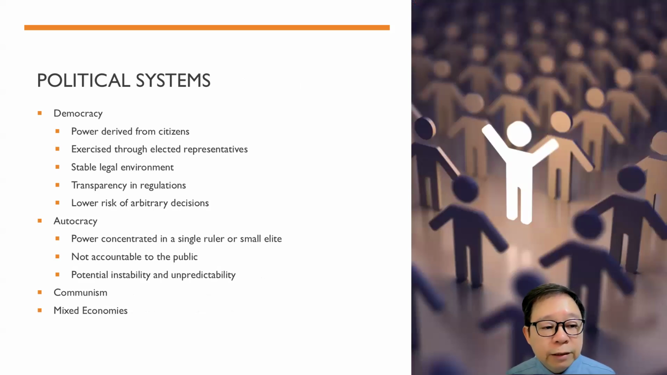So, political system, as I mentioned, right? You have a democratic environment, where we can see that the power is from citizens, exercised through elected representatives, right? And also a stable legal environment that is transparent and has a lower risk of arbitrary decisions. Autocracy, right? The power is concentrated in a single ruler and some elite, not accountable to the public, with potential instability and very difficult to predict. Then we have communism and also mixed economy. All these things are for us to look into.